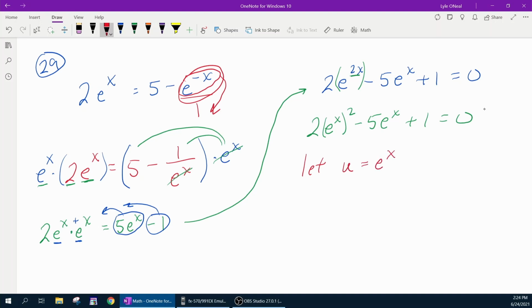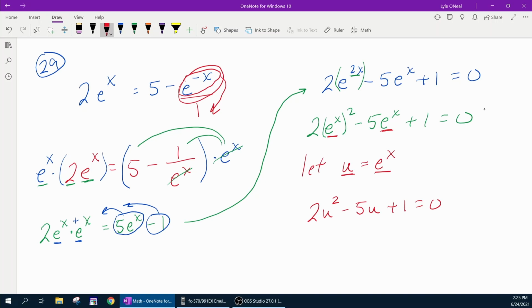What that means is everywhere there's an e to the x, I'm going to replace it with the letter u. I could have picked any letter. I could have said let n equal e to the x. I'm going to pick u. And then if I replace every e to the x with u, that's going to simplify to 2u squared minus 5u plus 1.